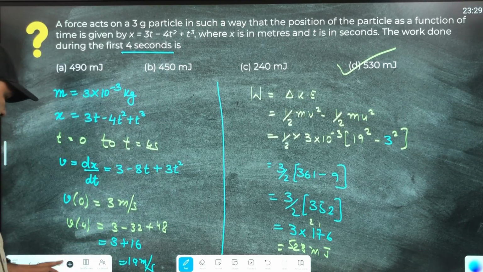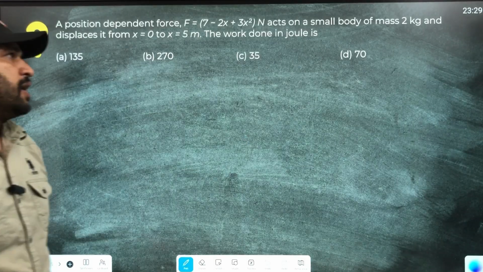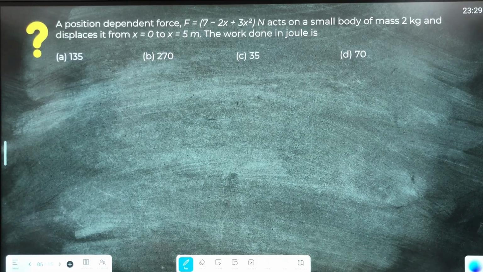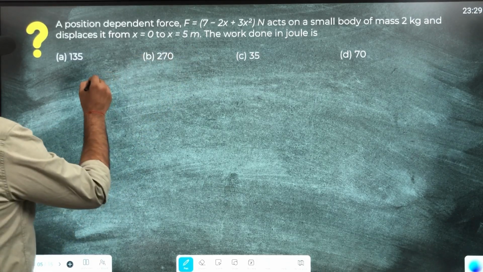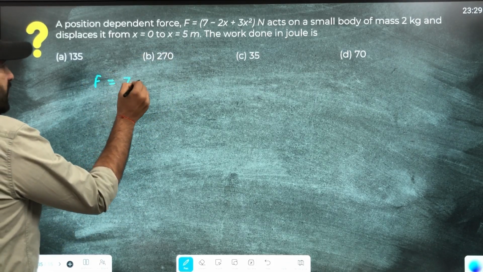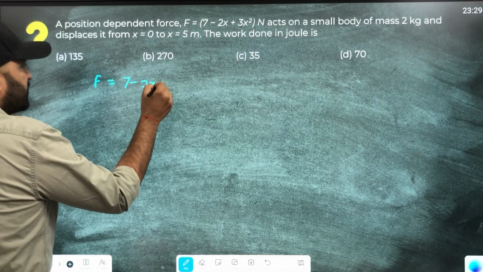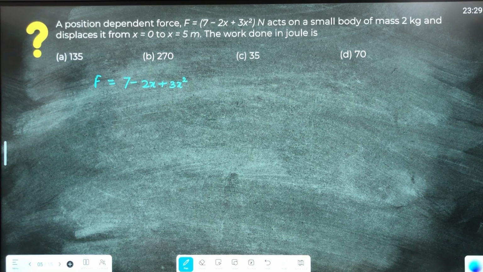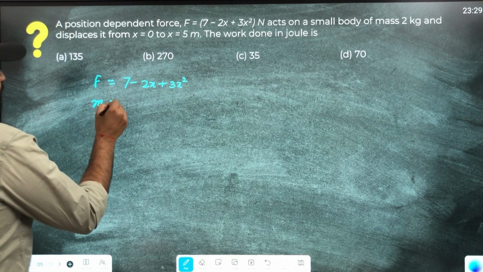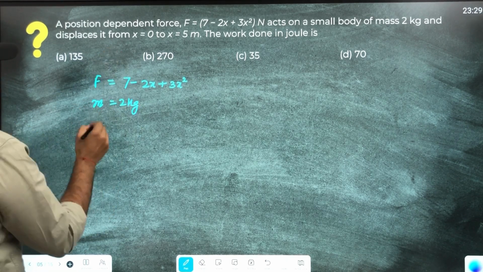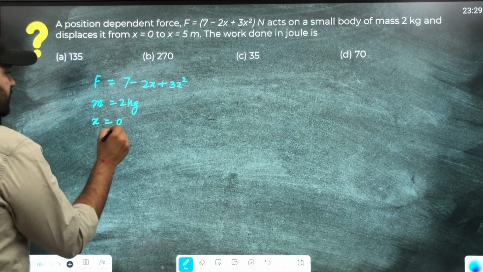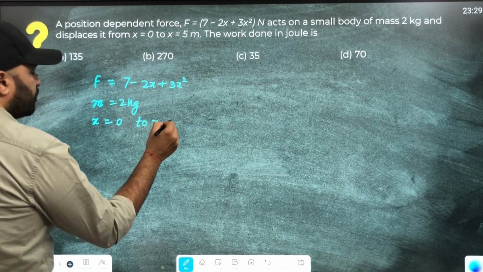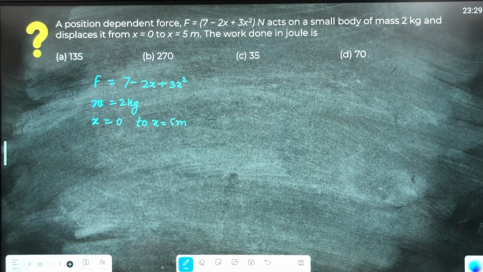I hope you are clear with the concept. Let's move to the next question. Great. Our next question says a position dependent force. So F is dependent on position. Be very careful. This is not a time dependent force. It's a position dependent force. Acts on a small body of mass 2 kg. So M is 2 kg here. Displaces it from x equal to 0 to x equals 5 meter. I hope this is clear. The work done in joules will be how much?